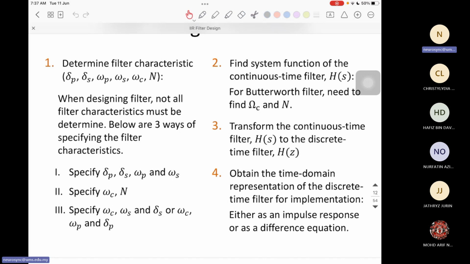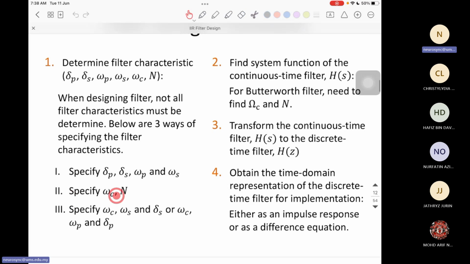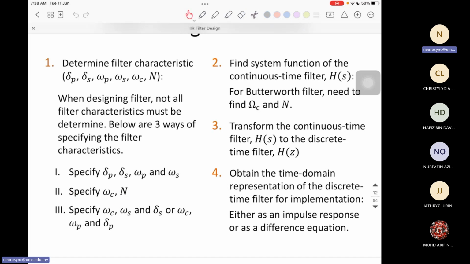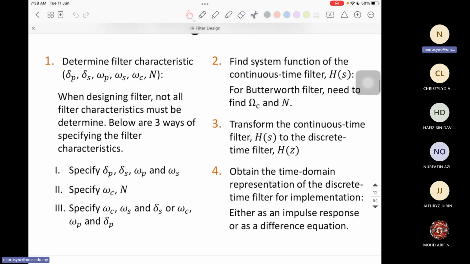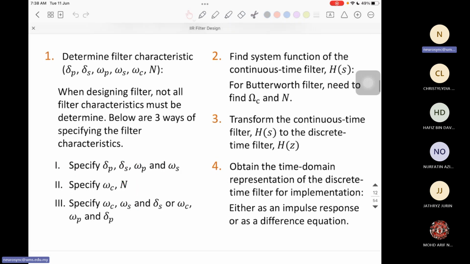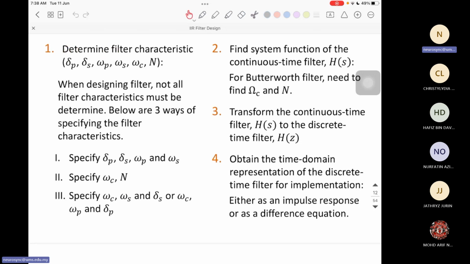And there are three ways to specify the filter characteristics. Yesterday we saw one example with this specification where omega c and capital N were given. Now today we will see the other two examples with these specifications. So these are the three ways to specify the filter characteristics. This is the first step, that is, determine the filter characteristics.